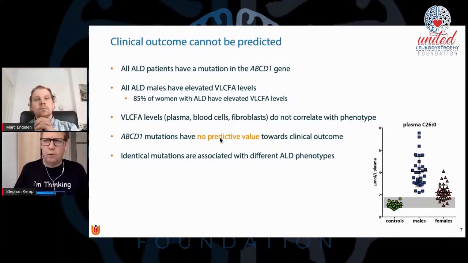What we also know is that the very long chain fatty acids, either we measure them in plasma or in blood cells or in fibroblasts, do not correlate with phenotype. And the mutations in ABCD1 do not have any predictive value with respect to the clinical outcome of the disease. So identical mutations are associated with the different phenotypes of ALD.